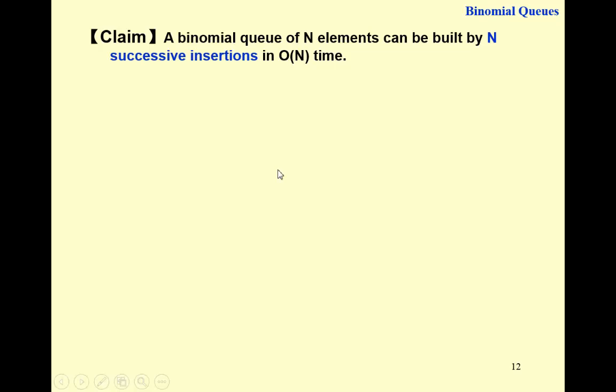Okay, so there's one last thing we must talk about. That is, we have claimed that a binomial queue of n elements can be built by n successive insertions in linear time, in big O of n time, and therefore the average complexity for each insertion is supposed to be a constant, right? Now let's try to prove it.